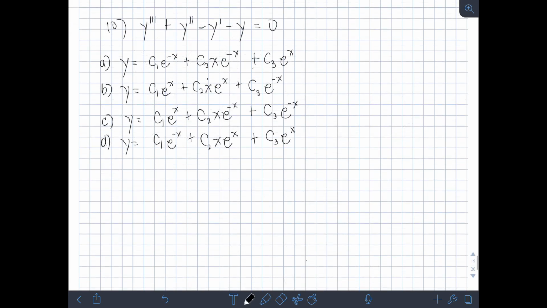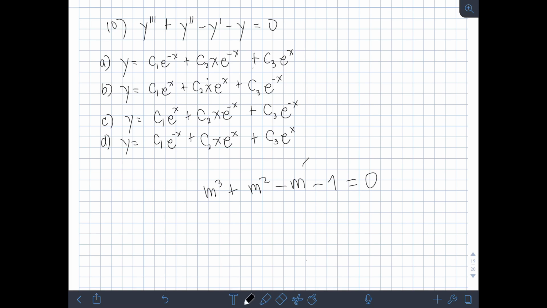Okay? Next, we have y triple prime plus y double prime minus y prime minus y equals 0. Okay, so para lang din tong yung example 9, which is also a homogeneous DE with constant coefficients equated to 0. Yun nga lang, third order. So, pag nirewrite natin ito into auxiliary equation with variable m, we have m cubed plus m squared minus m minus 1 equal 0. So, ganun pa rin, hanapin natin yung roots nitong auxiliary equation.